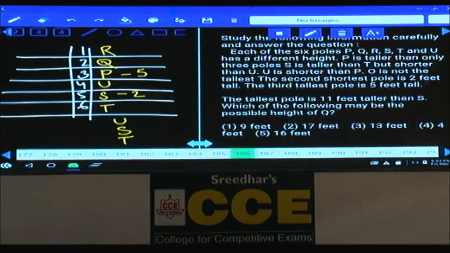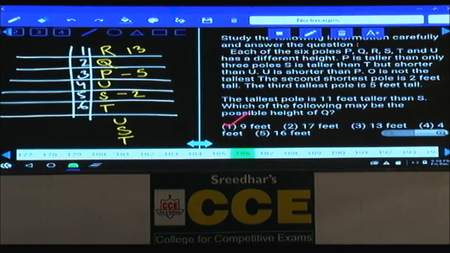Then coming to question number 186, the tallest pole is 11 feet taller than S. 11 feet taller than S means the tallest pole must be 13. Isn't it? S is 2 feet and 2 plus 11 it will be 13. Then which of the following may be the possible height of Q? Q is in between 5 and 13. 5 and 13, tell me what is the number here? 9.